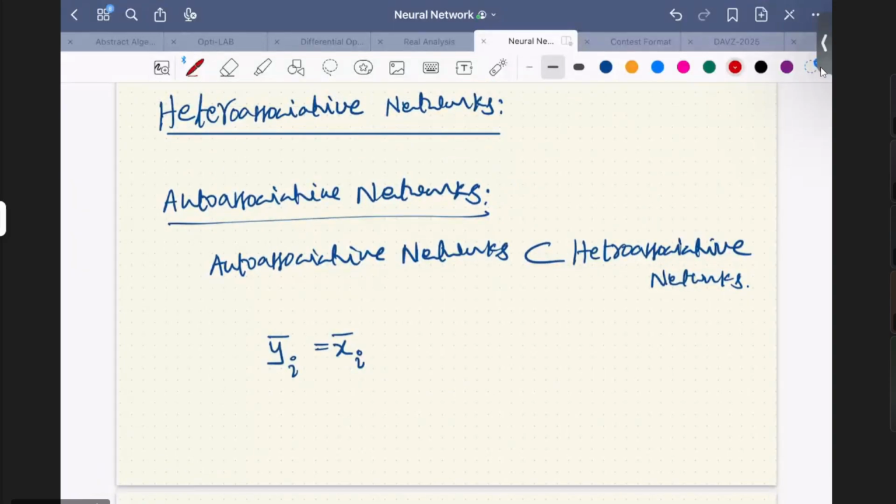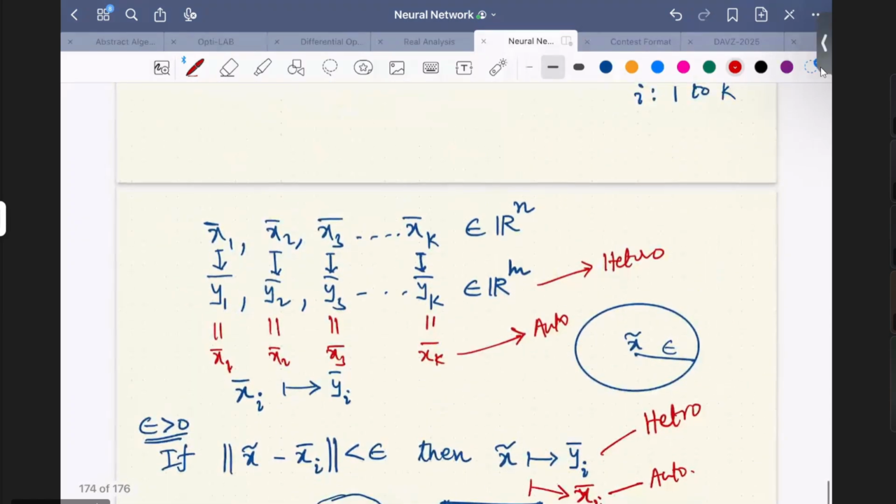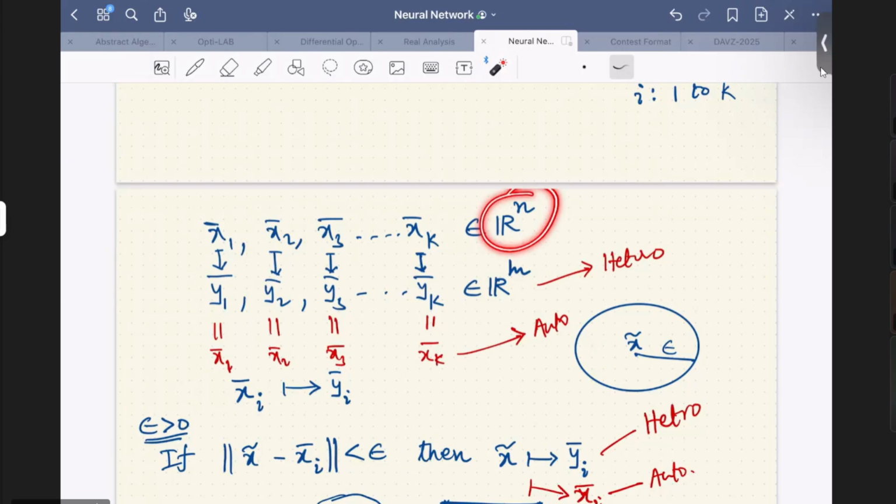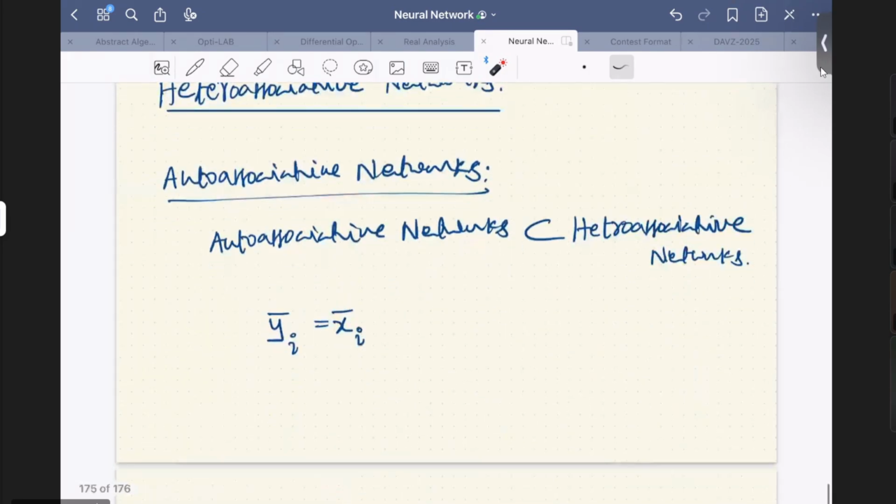For auto association, both the domain and codomain should be the same. That is also one thing. It is not just the association. If xk is sitting inside Rn, it should also be in Rn. They should not be in two different domains. That also needs to be taken care of.